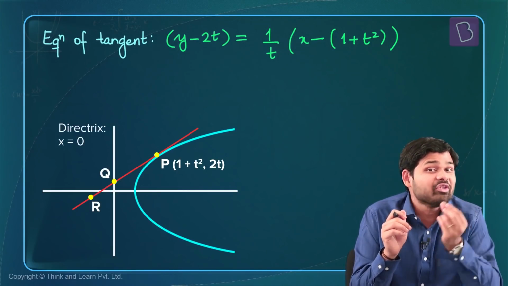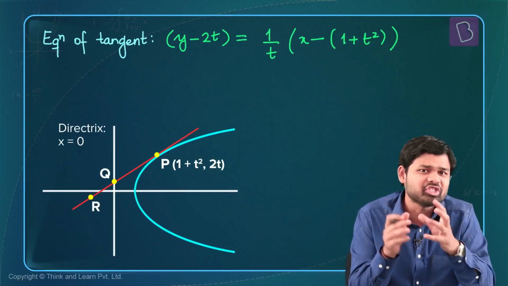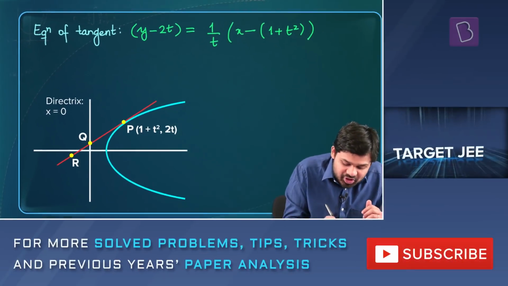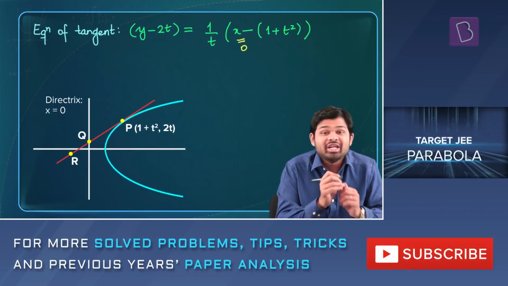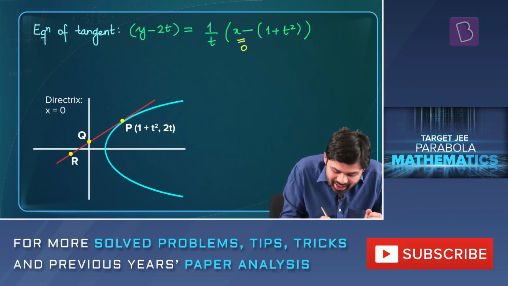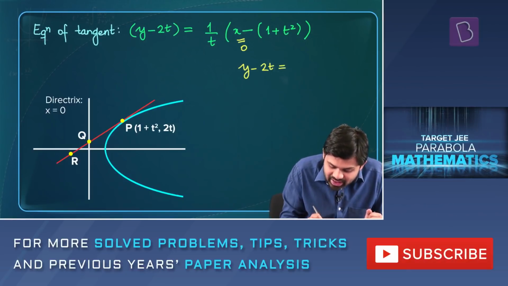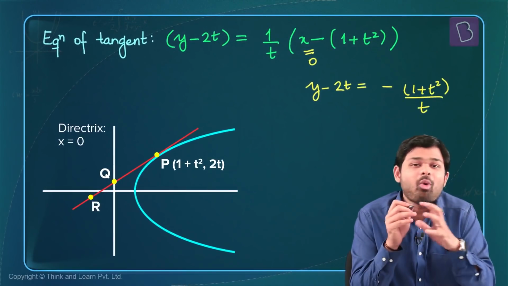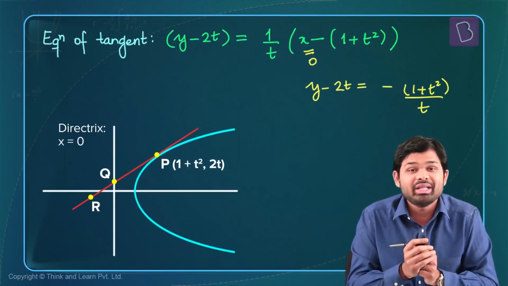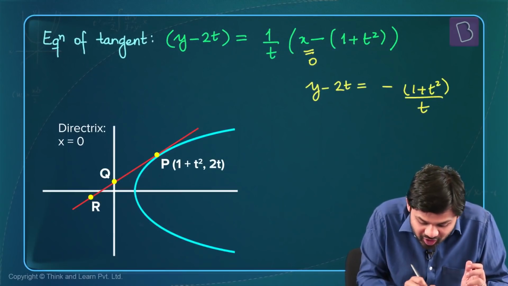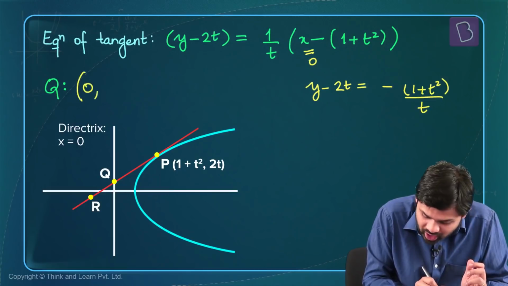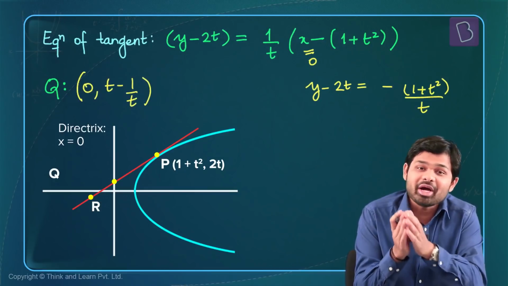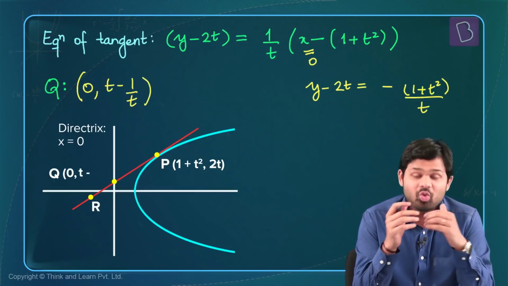So in order to find out the y coordinate of the point Q, which is the point where the tangent cuts the directrix, all that I need to do is substitute this value of x equal to 0. As soon as I do that, I get y minus 2t to be equal to negative of 1 plus t square divided by t. Now I need to do a little bit of simplification, and if I do, I'll get the value of y to be equal to t minus 1 by t. So the coordinate of point Q is 0, t minus 1 by t.